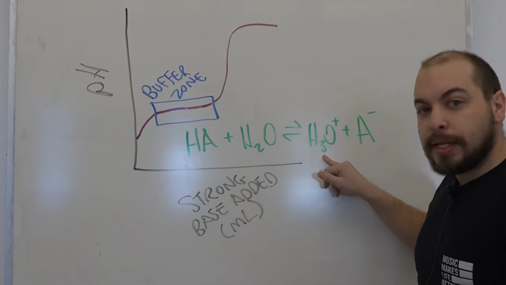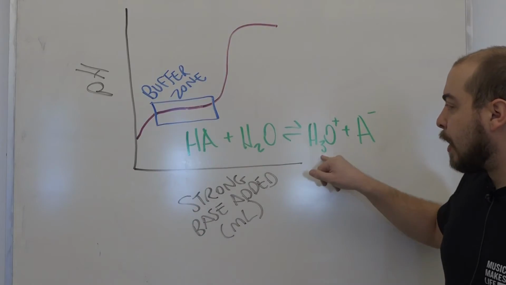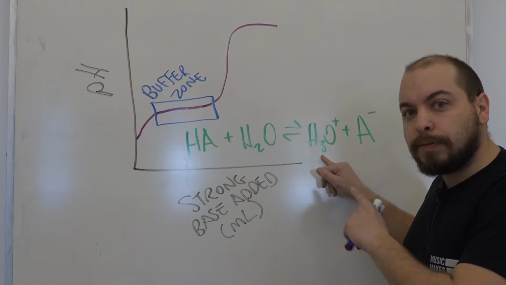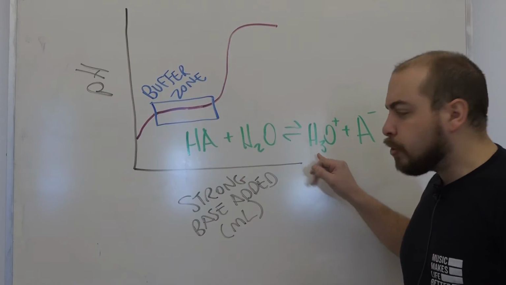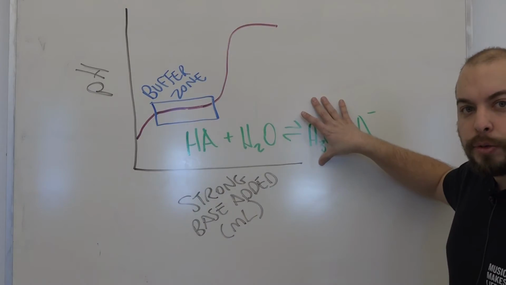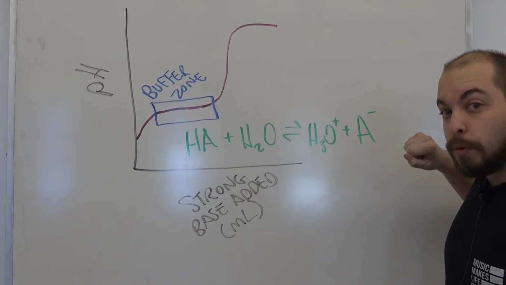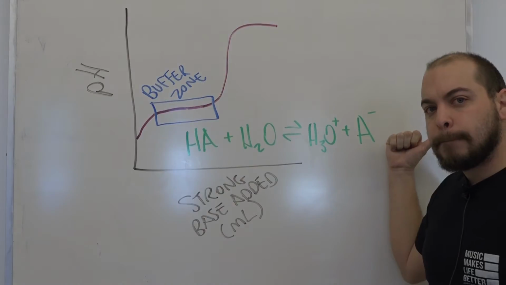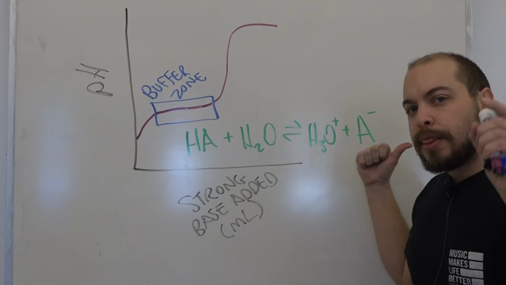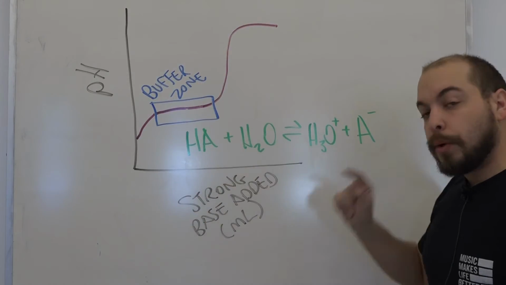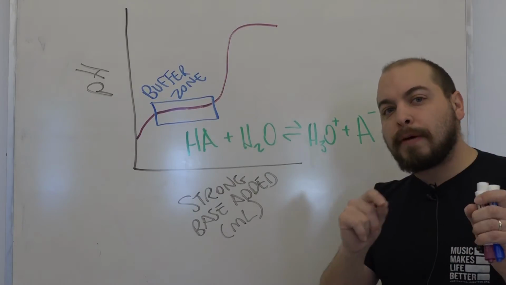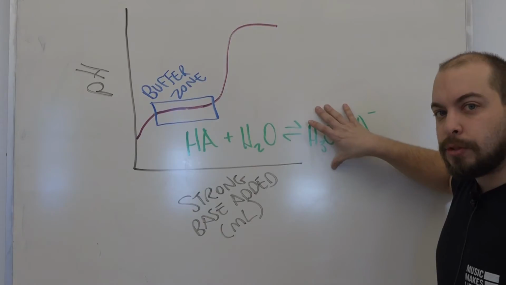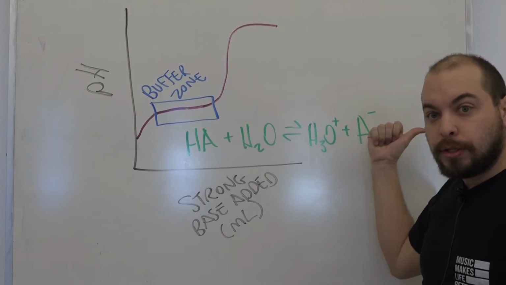So what's actually happening is by adding a strong base, that base is immediately going to react with this hydronium, H3O plus, to form water. So that strong base is going to react with hydronium, and it's going to pull it out to form water. What that is going to do is shift the reaction to the right. The reason that adding the strong base is not going to affect the pH during the buffering zone is because every time it reacts with this H3O+, we can shift the reaction to the right.